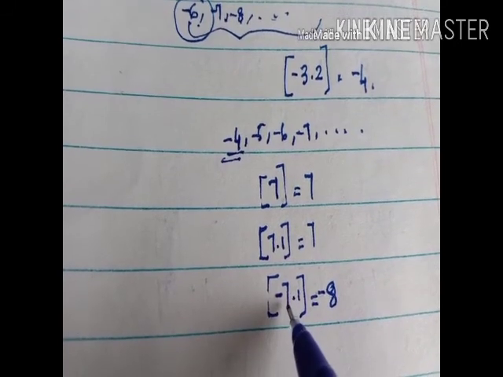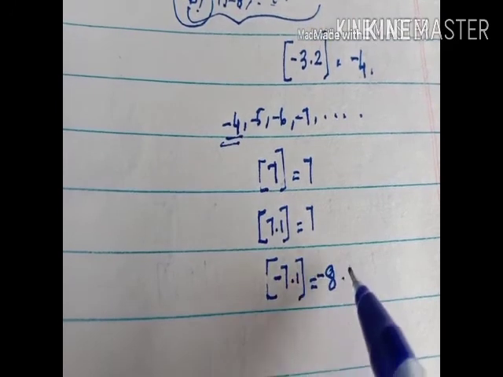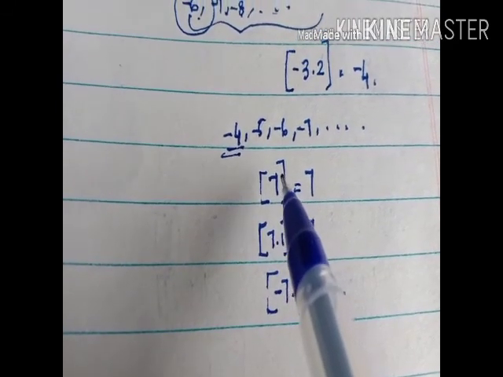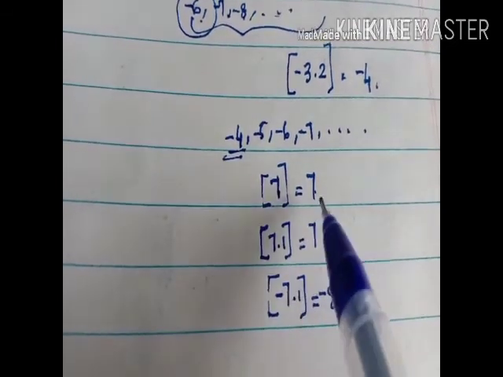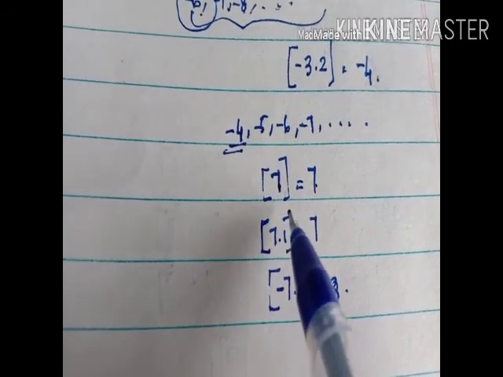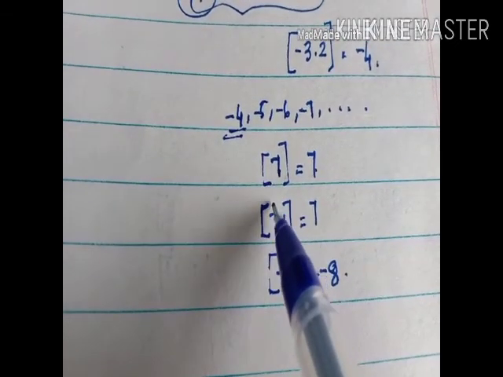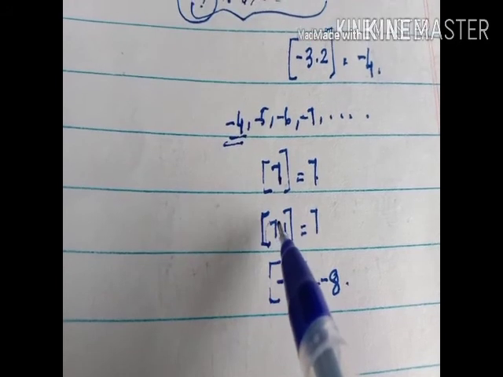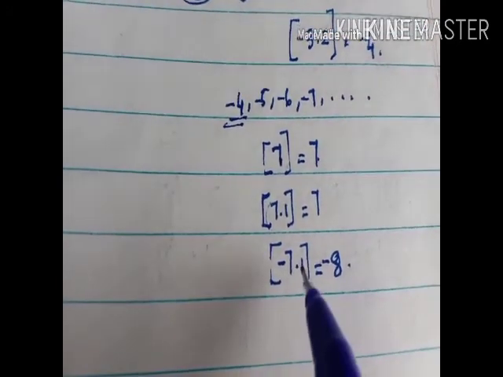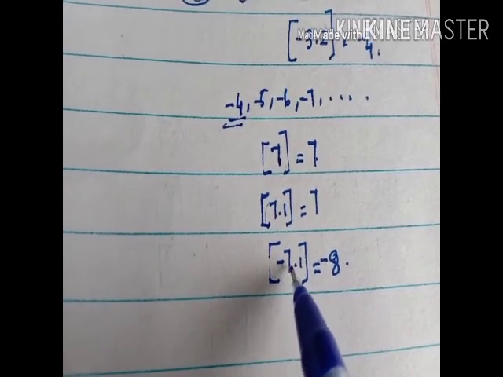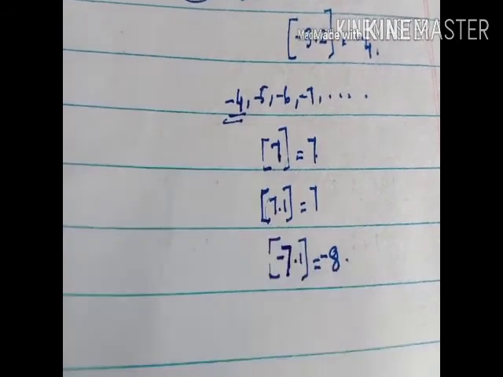See the difference. If it is a negative number, you have to add 1. Keep in mind, you have to add 1. If it is an integer, then the greatest integer function is the given integer itself. If it is positive 7 point something, then you concentrate on the integer part, so the answer is that integer. If it is a negative number, you have to add 1 with the integer part, so you will get the answer.